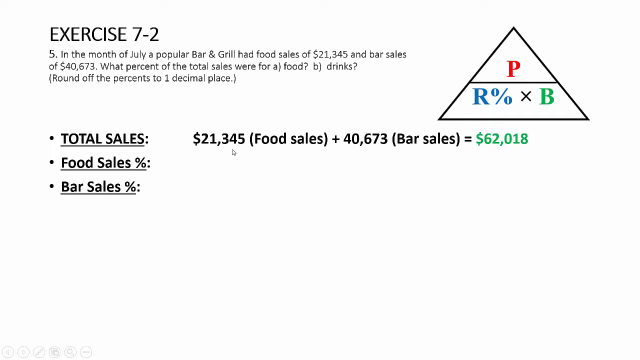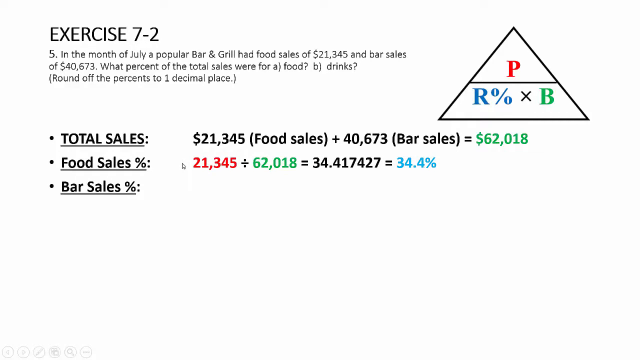So we need to add up everything that we sold, and in this case we only had food sales and bar sales. When we add those two together, we get total sales of $62,118. That becomes our base number. Now we're going to look for the food sales percent. We take the food sales and divide it by the total sales to get the percent.